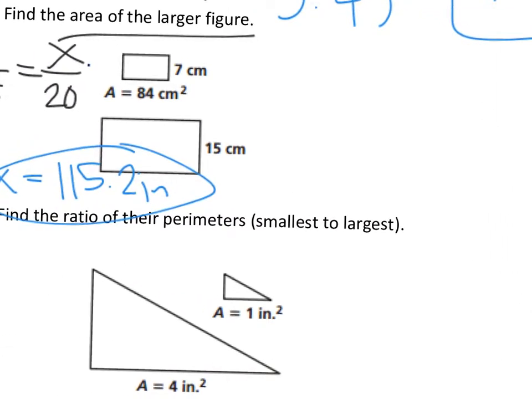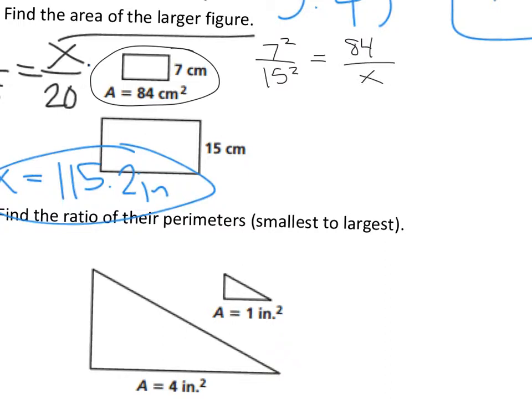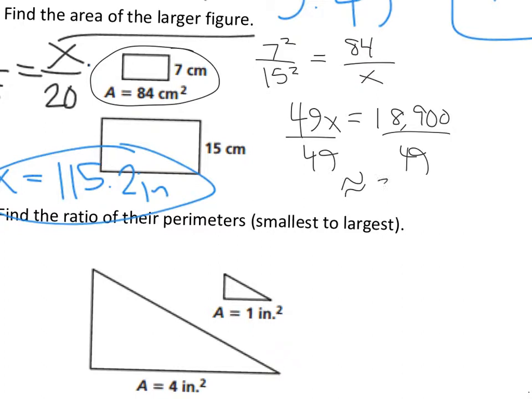So I'm going to set up my area ratio again. So 7 squared is to 15 squared, as, well, this area goes with 84, the 7 squared goes with 84, so 84 is to x. So now I'm going to cross multiply and do 49x equals 225 times 84. So 18,900, divide both sides by 49. So it's about 386 centimeters squared. I rounded.